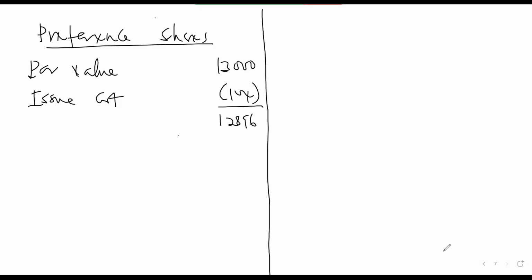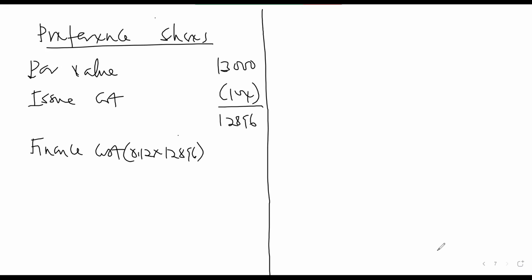12,896. Then how do we account for this now? We calculate the finance cost on it, isn't it? So the finance cost is what? What is the effective interest rate? 12%. Okay, so 12%. So 0.12 multiplied by 12,896.